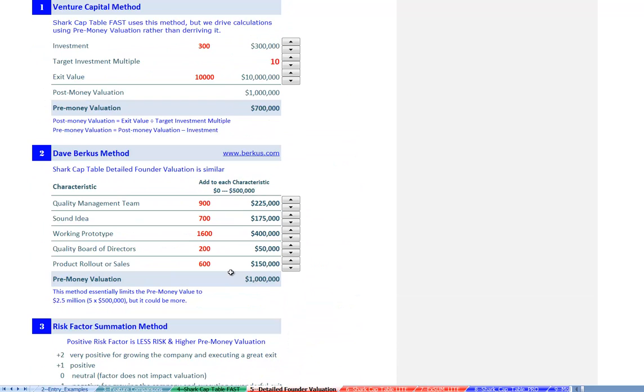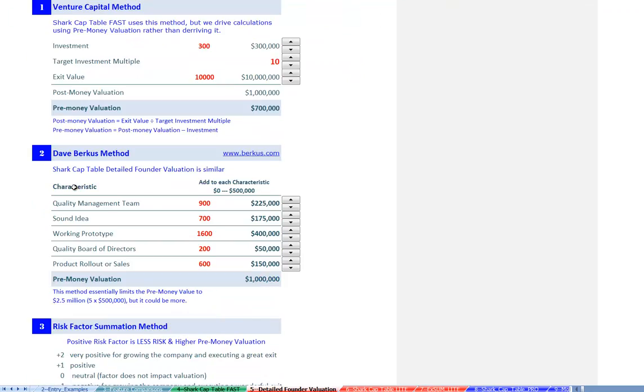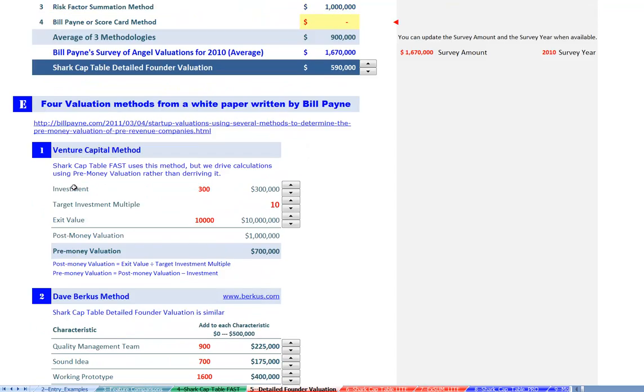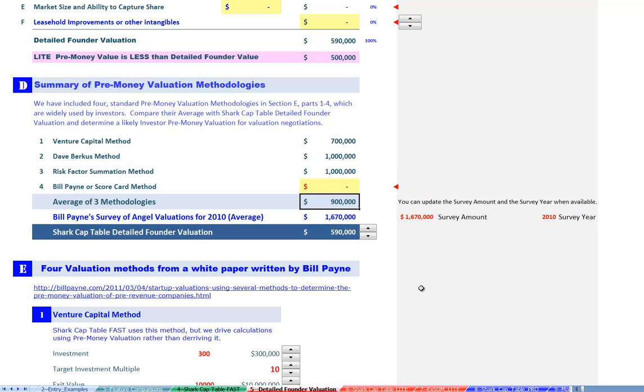So I would just like to review that none of these methods ensures a good deal. It's a good idea to look through at least 3 or 4 of these methods and put them down and see what you get. Now, in this case, we had a 7, a 1, and a 1, and I just kind of flipped through and didn't really think about it. So there we have an average of 900,000.